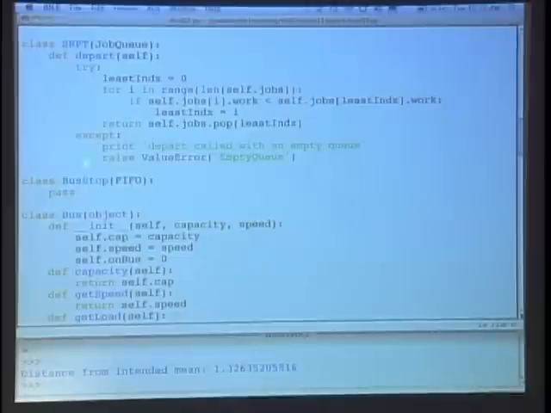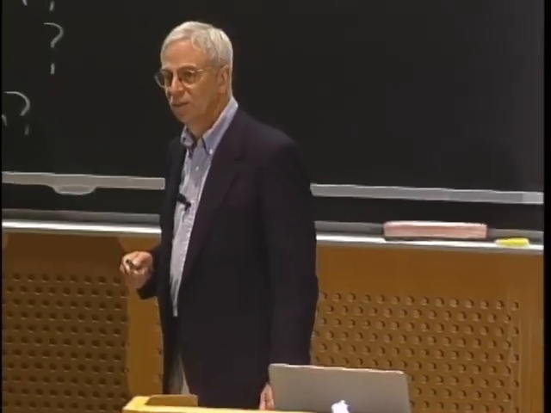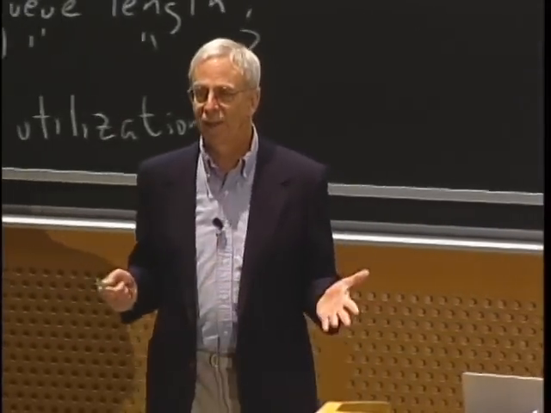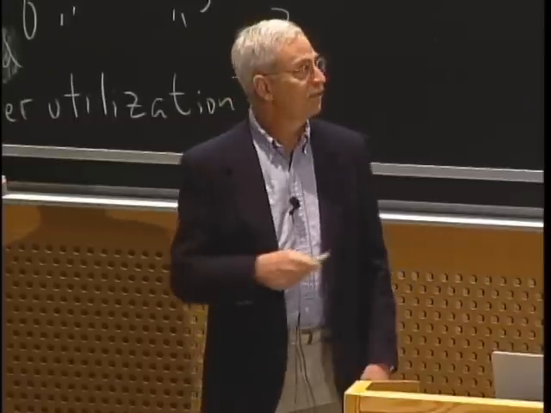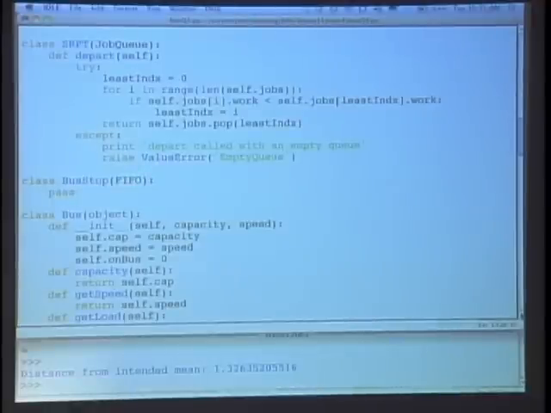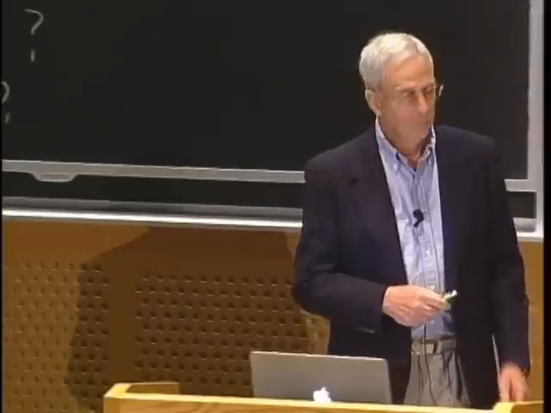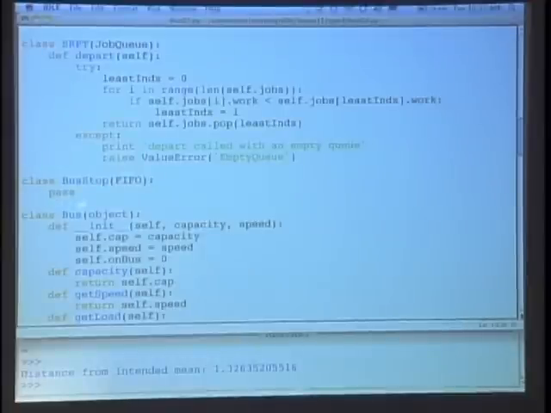And then finally, I have another simple class, bus stop. And the key thing here is what it's a subclass of. Initially, I'm choosing it to be a subclass of FIFO. Later, we'll see I could make it a subclass of SRPT, or in fact, anything else I chose. But this gives me a convenient way to decide what queuing discipline I'm going to use at the bus stops.